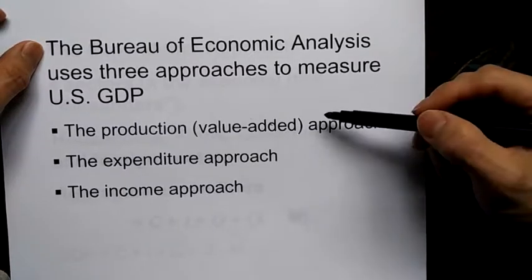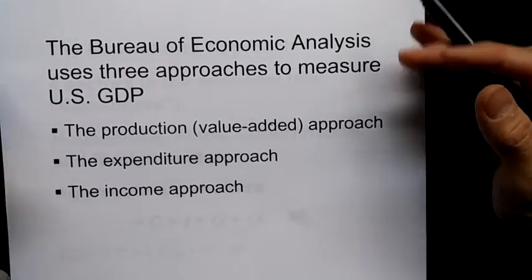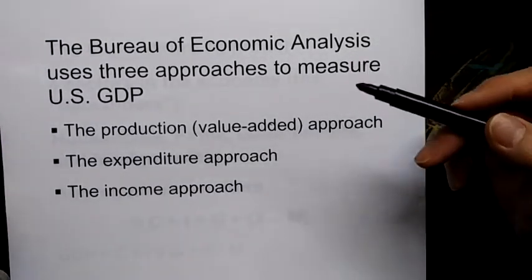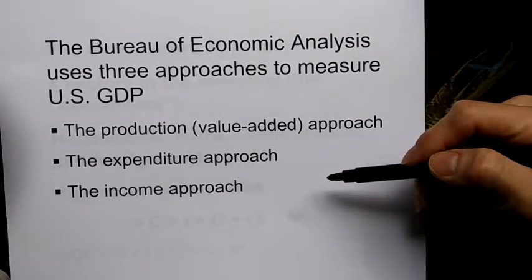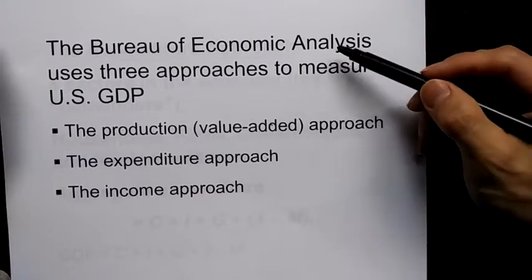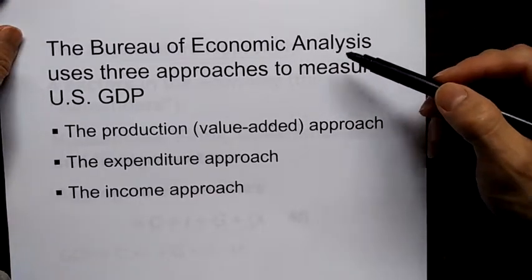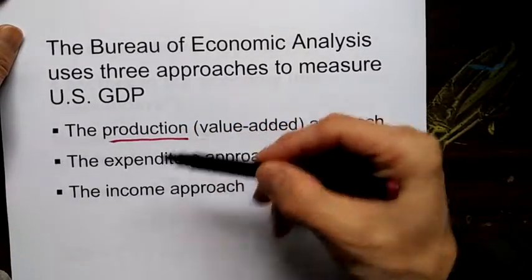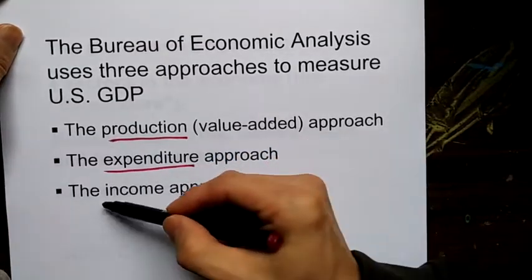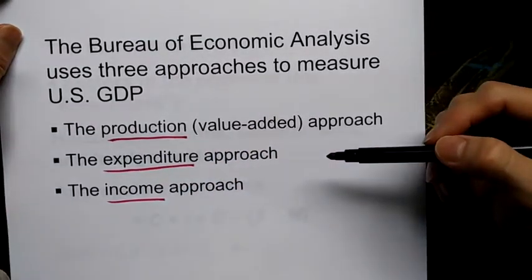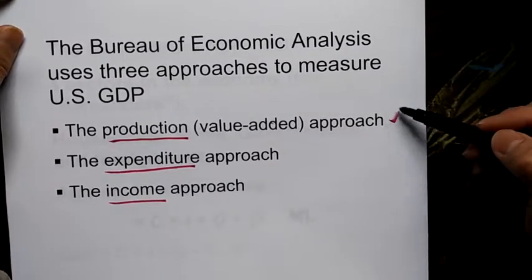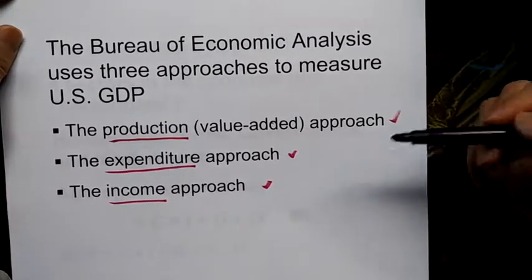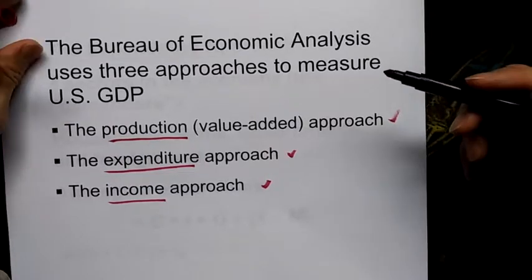All right? Remember, in the macroeconomy, total production should be equal to total expenditure, which should be equal to total income. Therefore, the Bureau of Economic Analysis uses the production approach, expenditure approach, and income approach to calculate the nominal GDP. And these 3 numbers should be very close to each other.